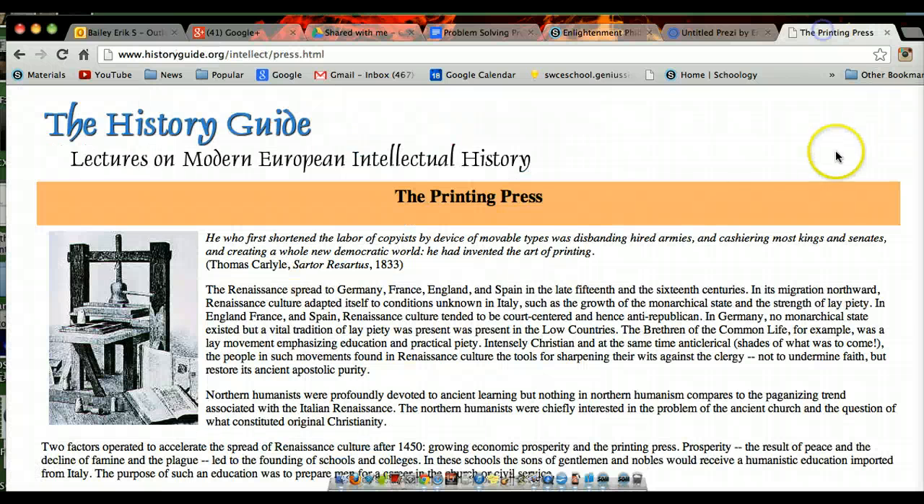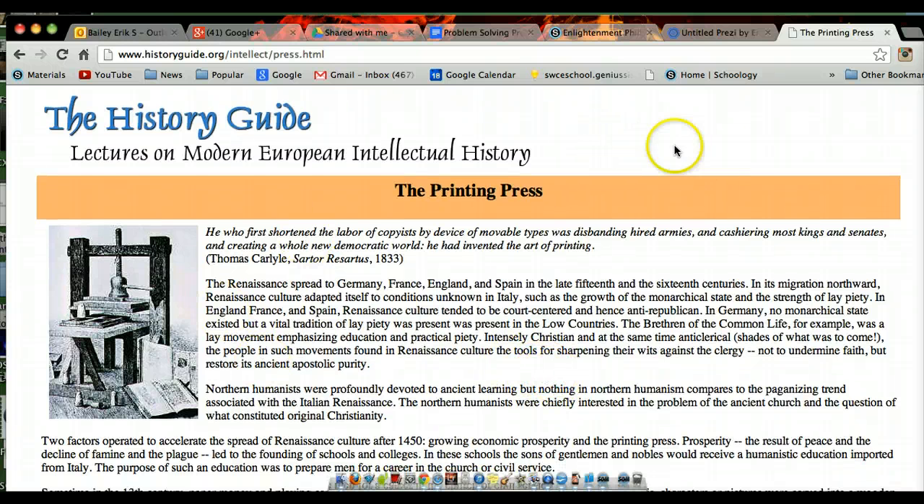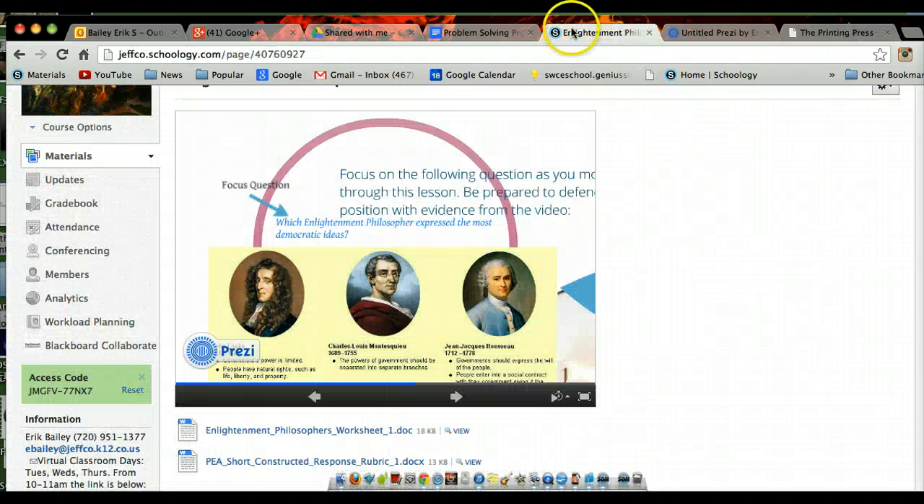I mean, it could be directly attributed to the printing press, and you could also go into Google and read more about the printing press and its importance, and how it could be directly related to the Enlightenment philosophers that are later discussed in this assignment.